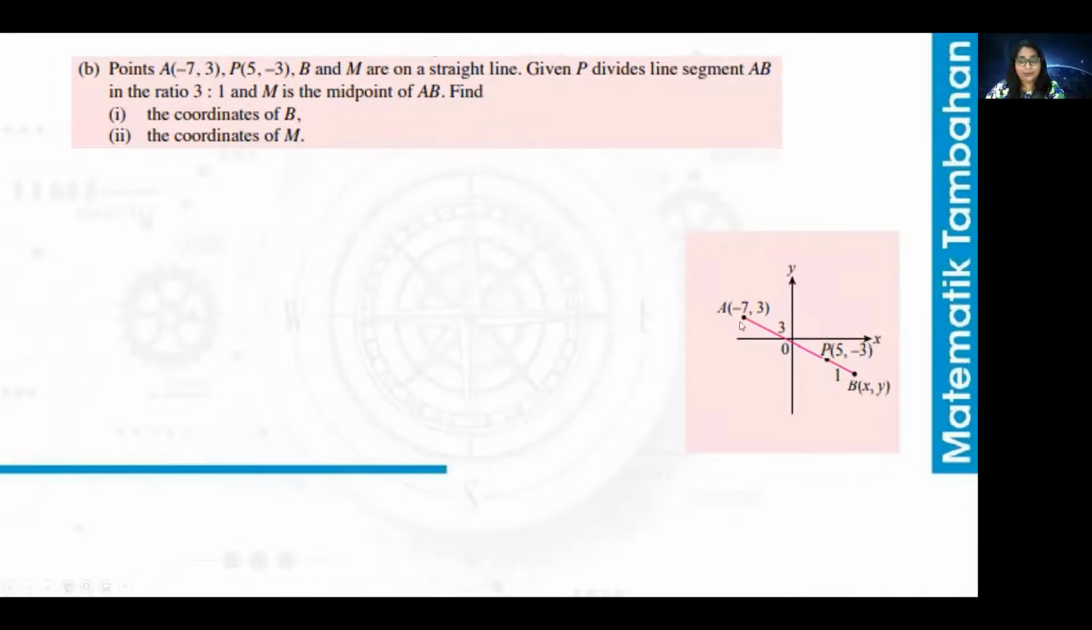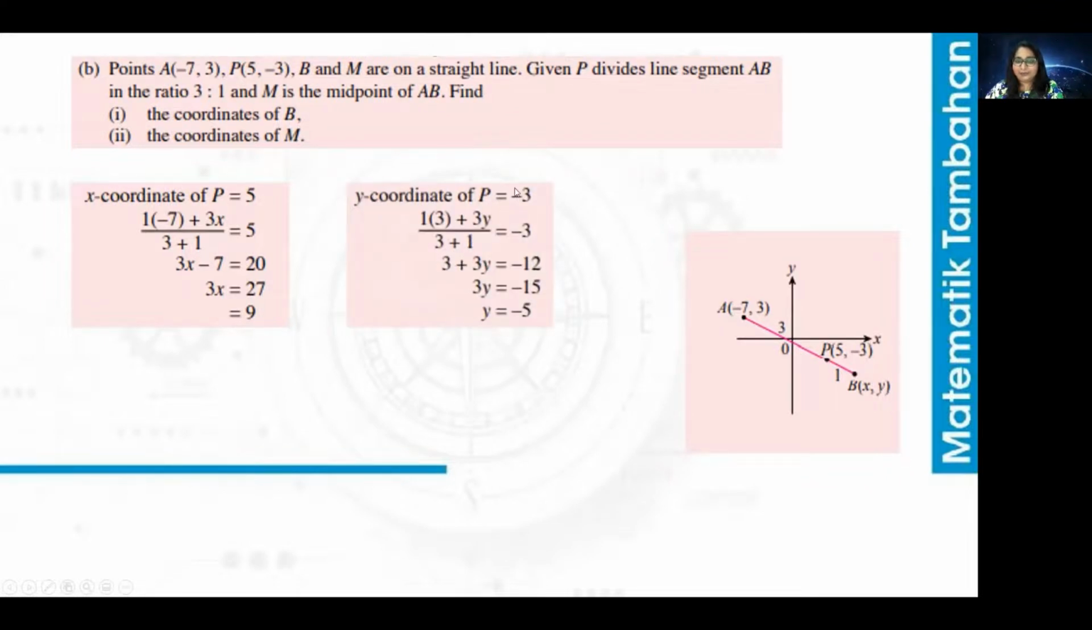Okay, so how do we do this? Again, using the same formula. Now that we know the coordinates of point P, starting with the x-coordinate, we know the x-coordinate of P is 5. So (nx1 plus mx2), x2 we don't know, so we use x, over (m plus n) is equal to 5. From this, we get x equals 9. And the y-coordinate of P is -3, so using the same formula, (ny1 plus my2), y2 we don't know, so we use y, over (m plus n) is -3, so this gives you y equals -5. Therefore, we have the coordinates of point B are (9, -5).